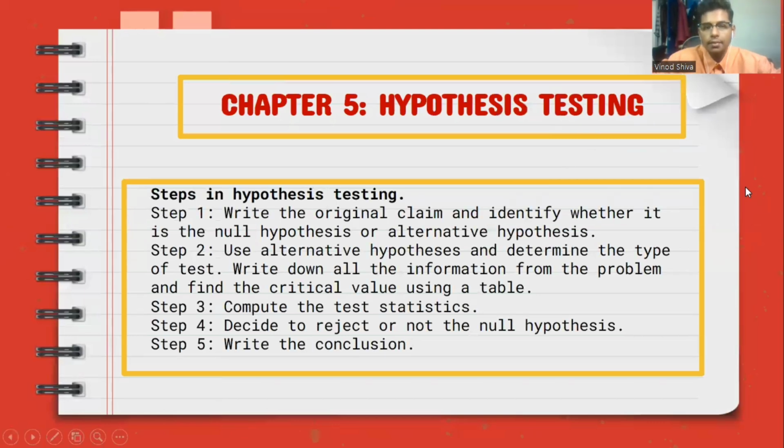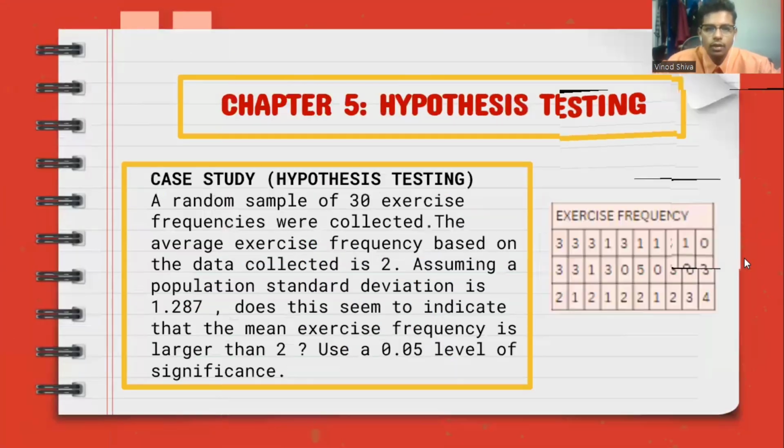Steps in hypothesis testing, there are 5 steps. Step 1, write the original claim and identify whether it is the null hypothesis or alternative hypothesis. Step 2, use the alternative hypothesis and determine the type of test. Write down all the information from the problem and find the critical value using a table. Step 3, compute the test statistics. Step 4, decide to reject or not the null hypothesis. Step 5, write the conclusion.